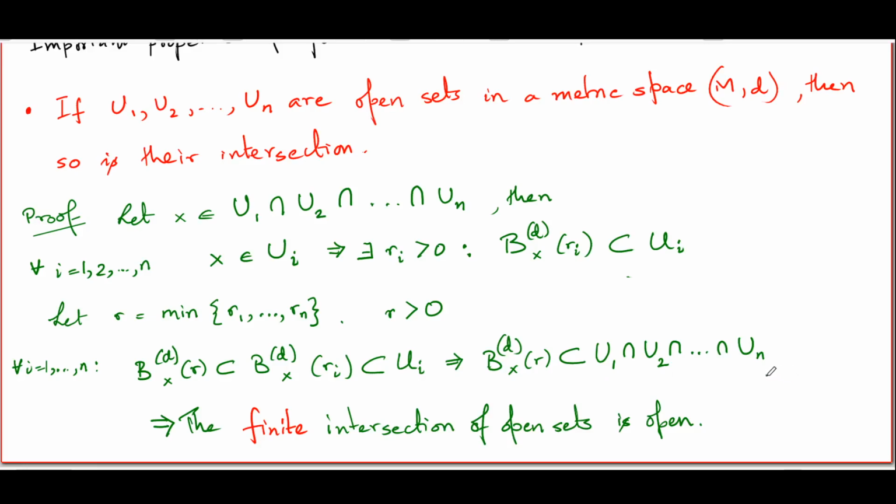And therefore we get this very important result that the finite intersection of open sets is open. The operative word, the very important word here, is finite.